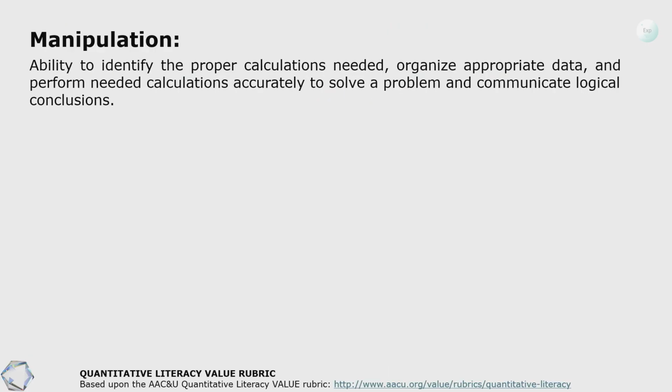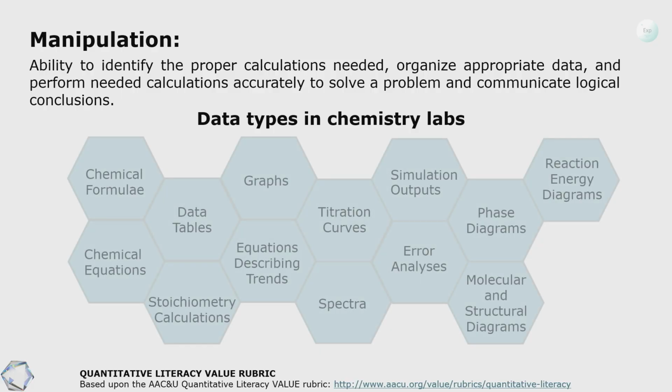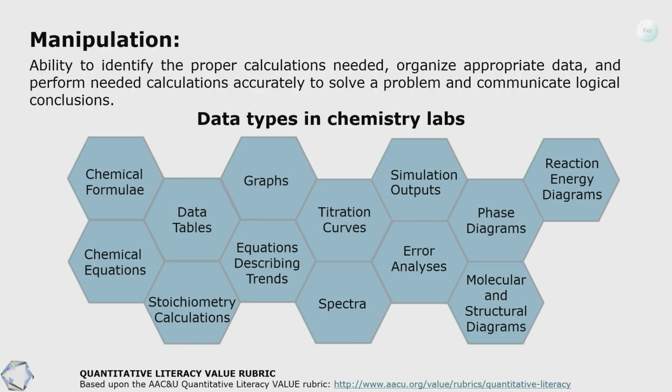In chemistry, manipulation is defined as the ability to identify the proper calculations needed, organize appropriate data, and perform needed calculations accurately to solve a problem and communicate logical conclusions. The data types in chemistry labs are chemical formulae on the simplest side, then chemical equations, stoichiometry calculations, spectra, phase diagrams, titration curves, reaction energy diagrams, and much, much more.